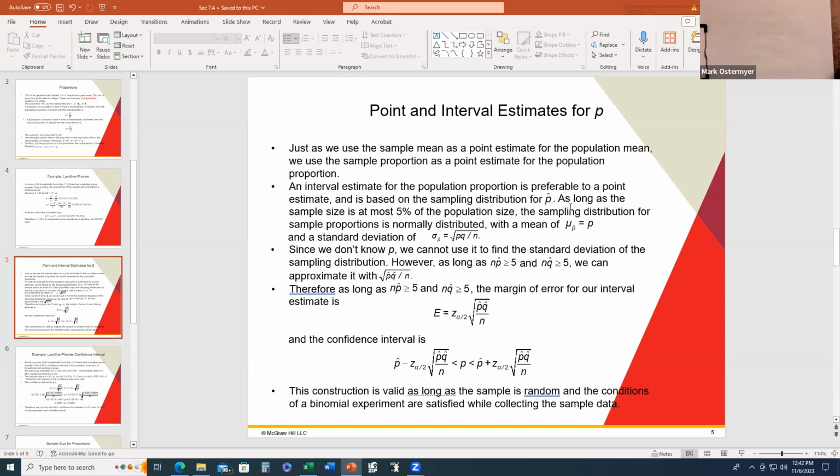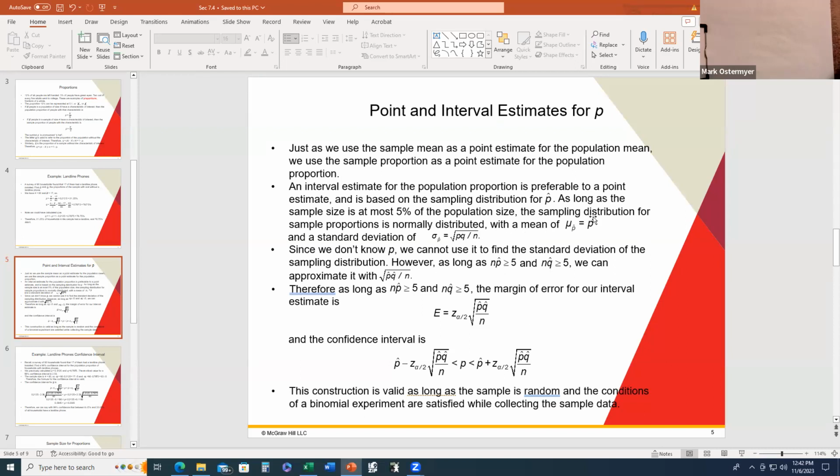And ladies and gentlemen, it's a well-known fact that as long as the sample size is at most 5% of the population size, the sampling distribution of all sample proportions is approximately normally distributed. And the mean of that sampling distribution of all sample proportions of all samples of a certain size extracted from a parent population is going to be mu sub p hat. And that is going to be equal to the population proportion. The standard deviation of the sampling distribution will be equal to the square root of p times q divided by n.